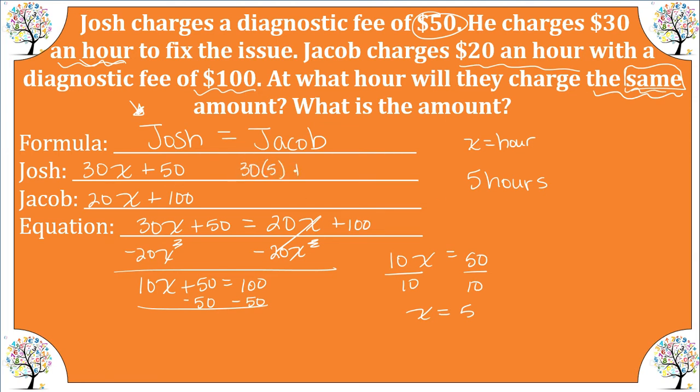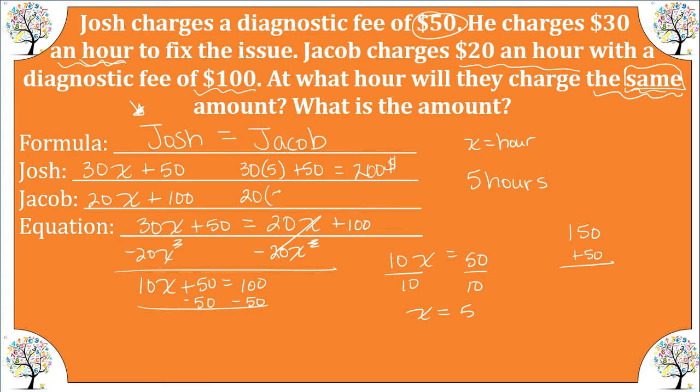Let's see what they each charge. So 30 times 5 plus 50. You always plug your answer back into the expression. So 30 times 5 is going to be 150, plus the 50. This gives us $200, and this should be the same for Jacob.